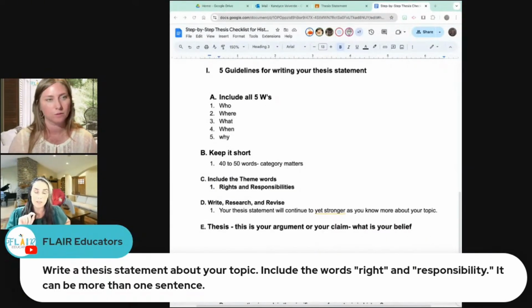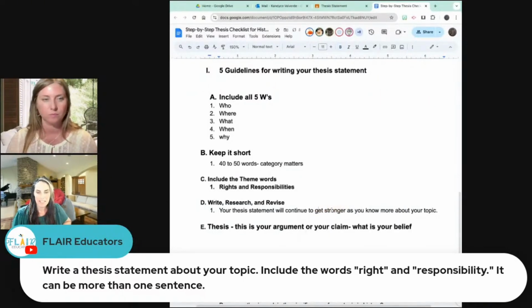They must include the words rights and responsibilities or you won't win. The judges literally look for that on the rubric and they go check. And this is the checkbox for the judge rubric. So when you see it, you can get a check. And then your thesis statement will continue to get stronger. It already is in the chat right now.